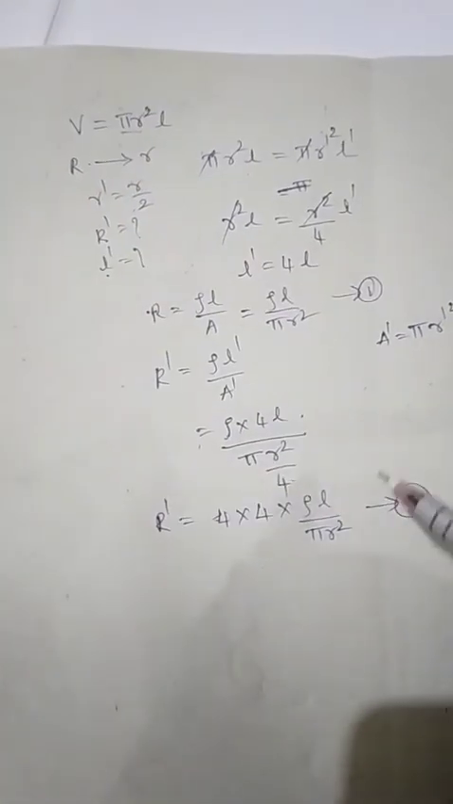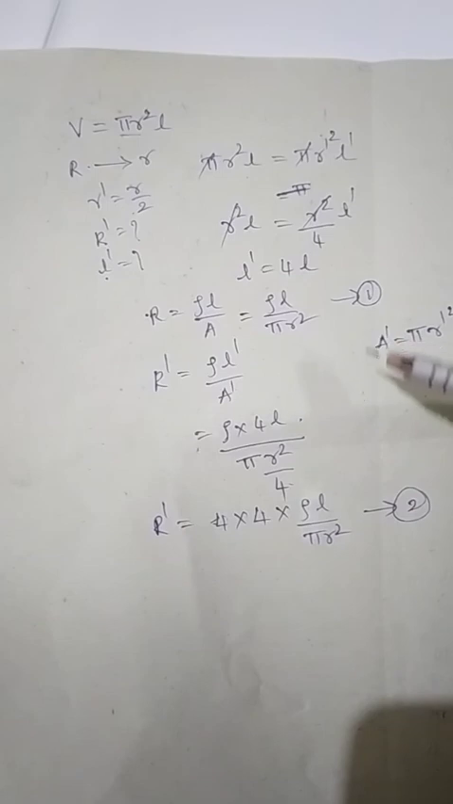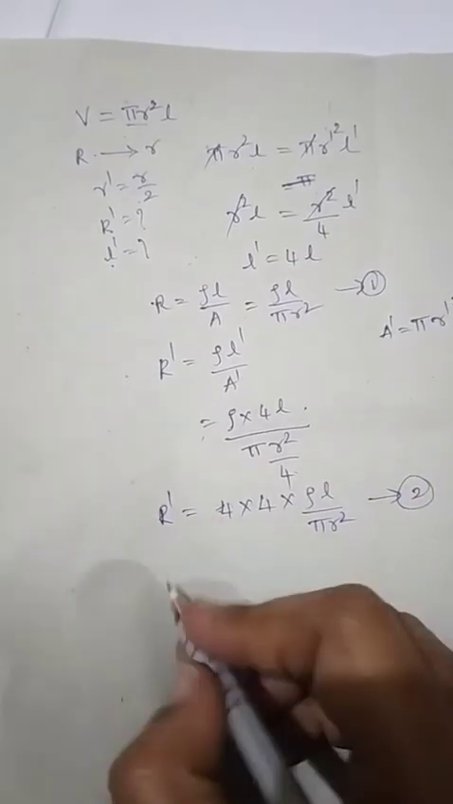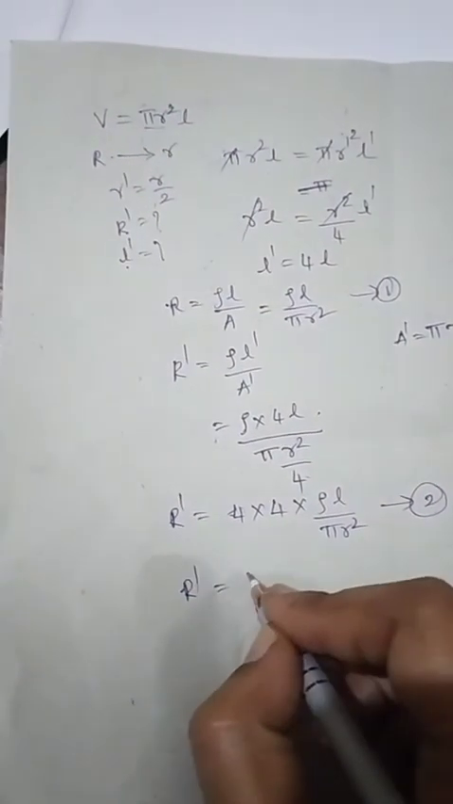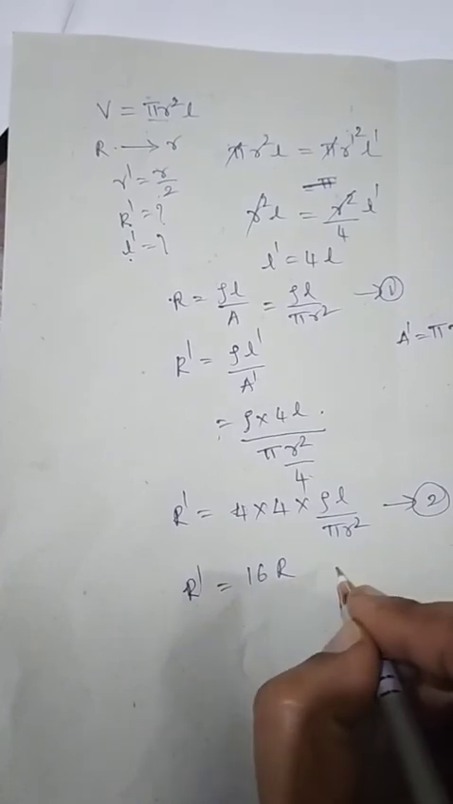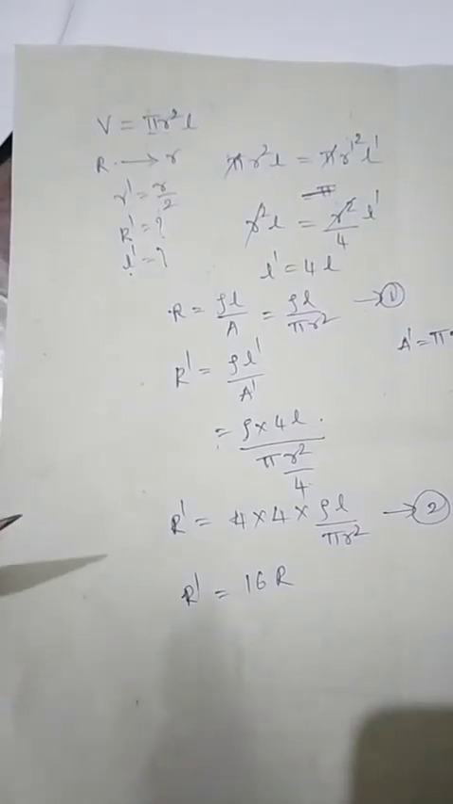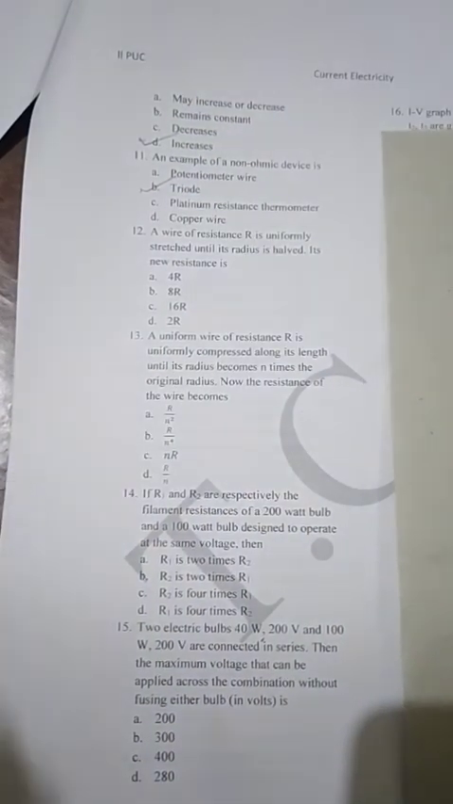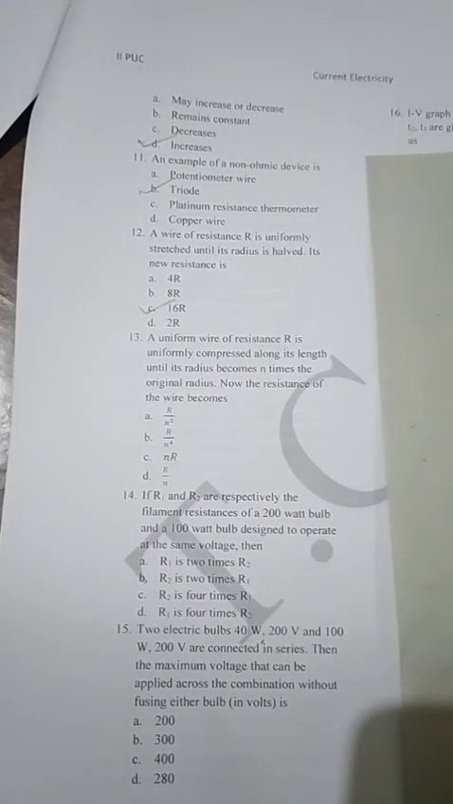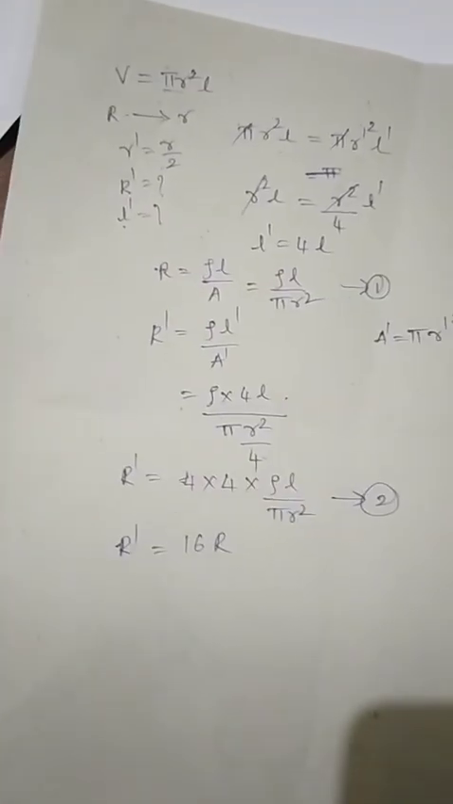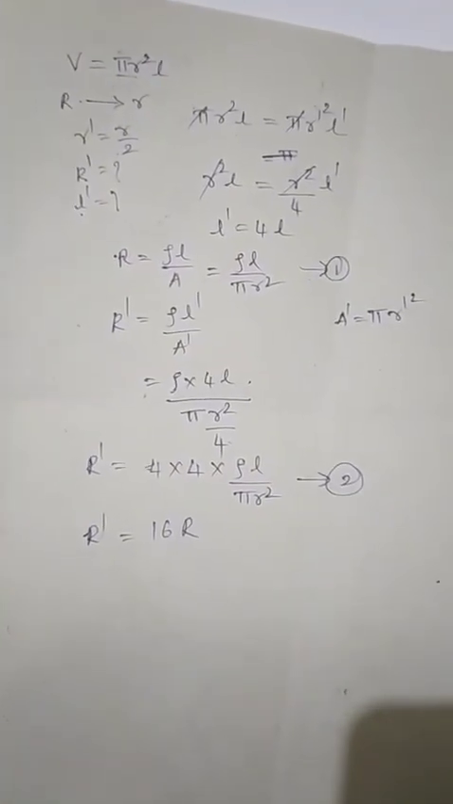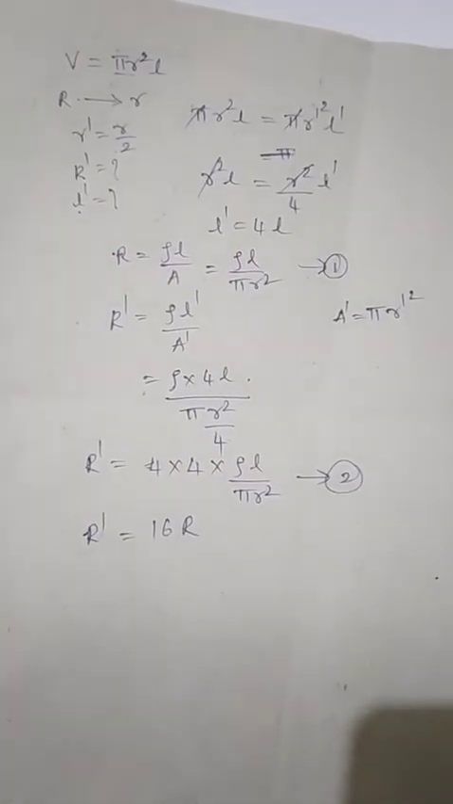From equations 1 and 2, substituting the value of equation 1 in 2, R dash equals 4 4s are 16, so 16R. Hence, the answer is option C, 16R. The answer should be like this.